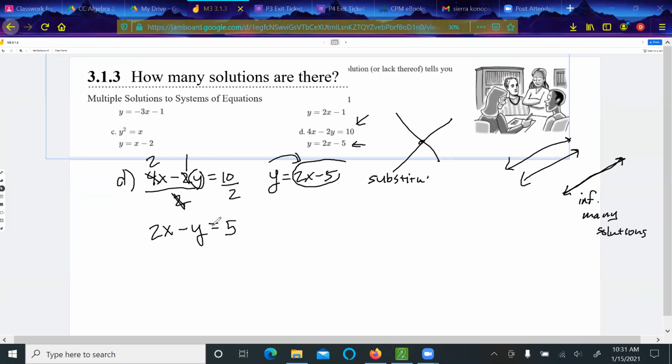Okay, now if I solve this for y, let me add the y over here and add the y. Why did I do that? To make it positive, because I want a positive y. And so I get 2x equals y plus 5. And then I'm going to subtract the 5 to the other side over here.